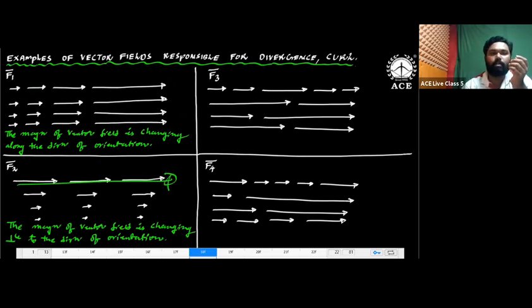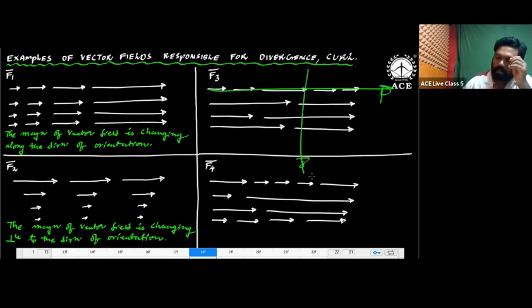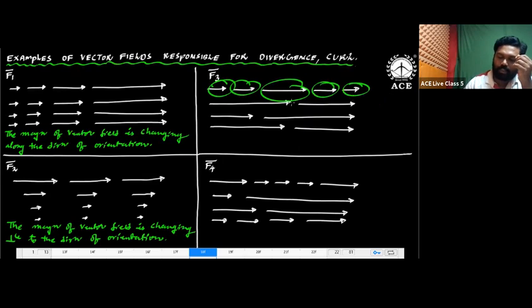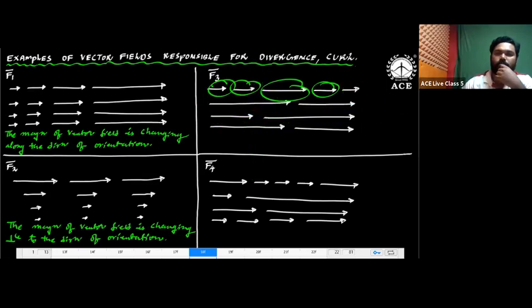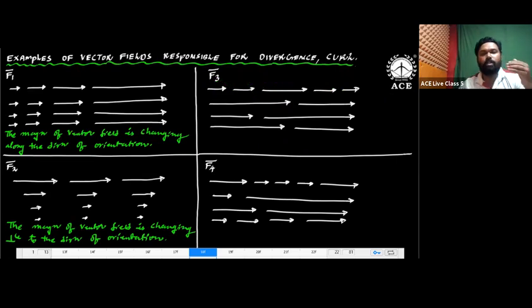Now let us try. What can you comment on the third one and fourth one? Its magnitude is changing along the direction as well as in the perpendicular direction, isn't it? Here it is 2, here it is 5, here it is 2. It is changing like this, and also like this. Here it is 6, something 5, here it is 6. So here the magnitude is changing along the direction as well as in the perpendicular direction.